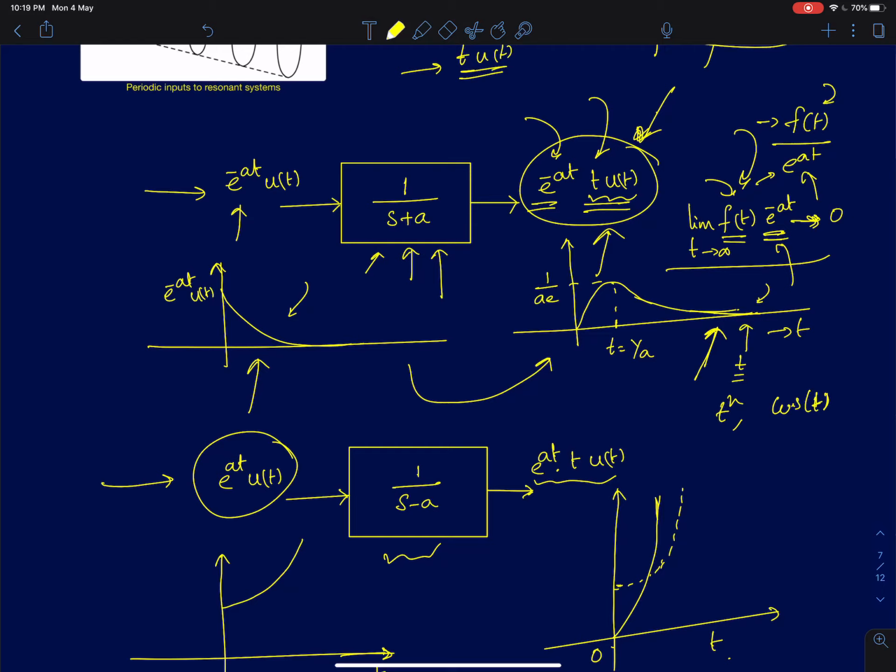I've shown here the input in the dotted line, and this is the output. Initially, since you multiply it by t, the output is going to be 0, but eventually your output is going to grow much faster than the input because it's multiplied by a factor t. So your output is going to reach infinity even before the input reaches that value.